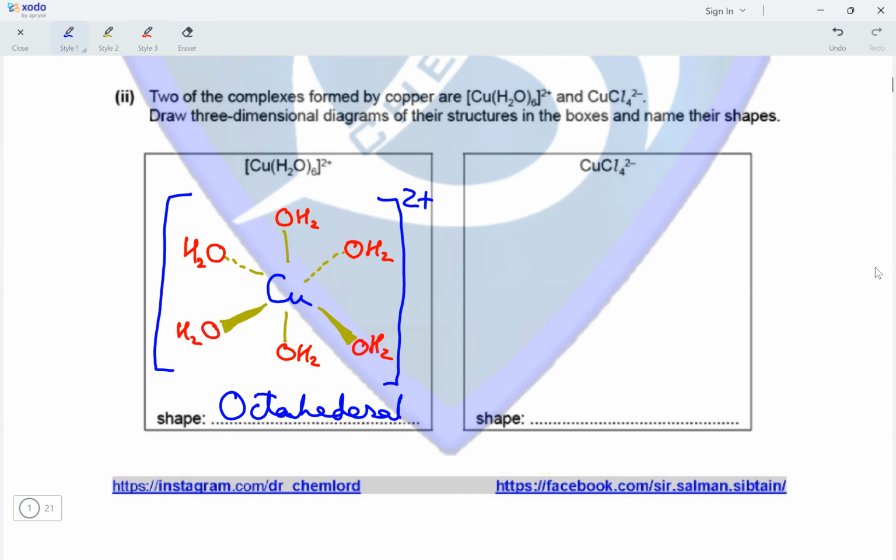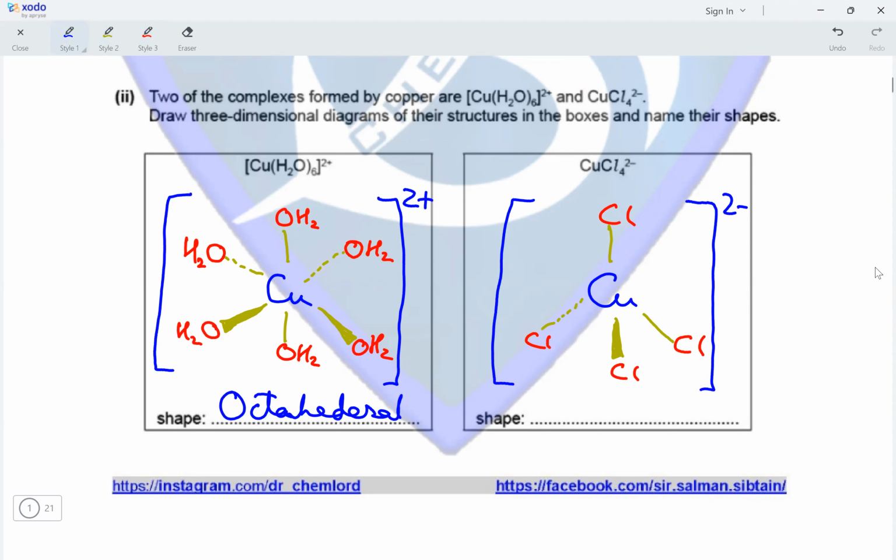The next is the copper chloride complex. It has a central copper ion with a tetrahedral arrangement of ligands. So these are the positions where the four chloride ligands will bind to copper via dative covalent bonding. Since the overall charge is 2-, we make a square bracket to place this ion in and put 2- as the charge of the complex. And the shape of this complex is tetrahedral.